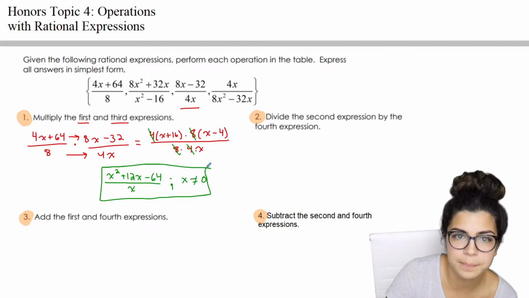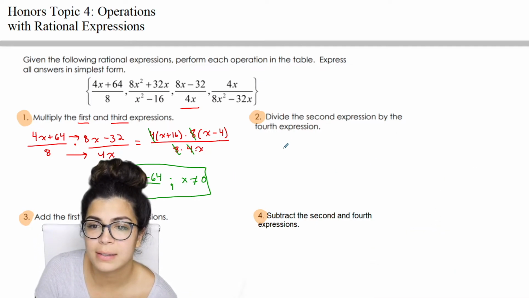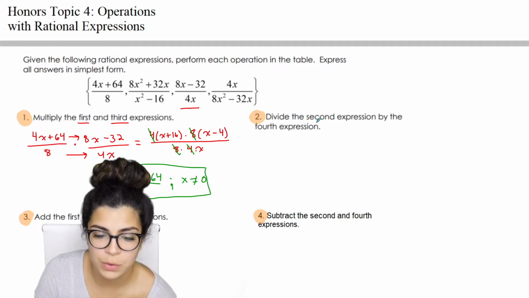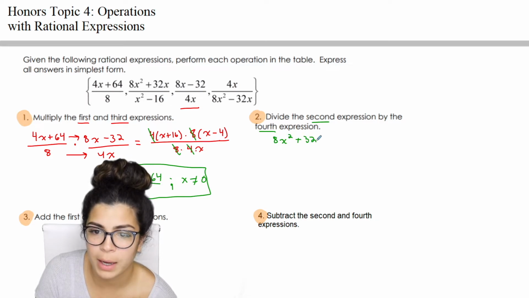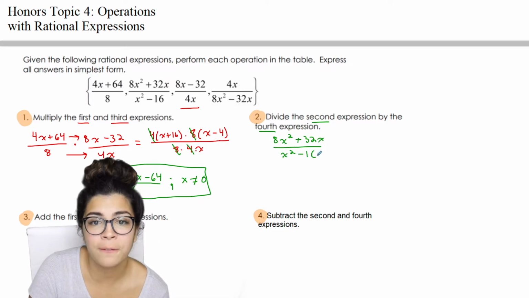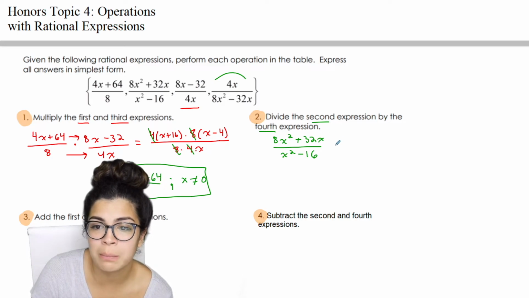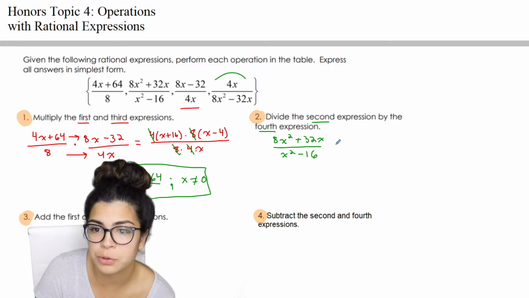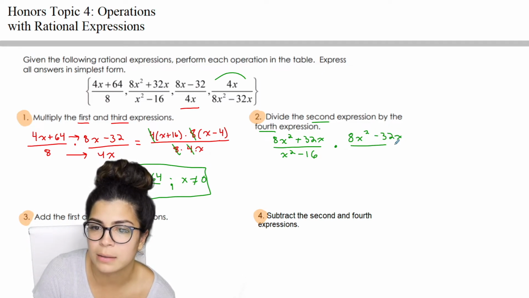All right, let's move on to number 2. So on number 2, you're dividing the second by the fourth. So this is 8x squared plus 32x over x squared minus 16. And you're dividing that by the fourth one. So if you're dividing this, you're really multiplying the reciprocal, which would be 8x squared minus 32x over 4x.